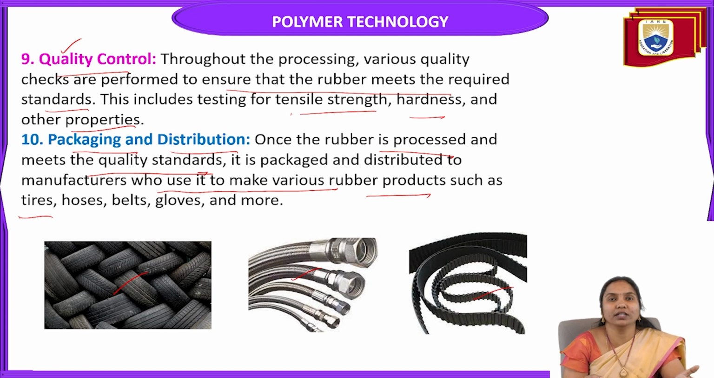So this is the processing of natural rubber. It involves a total of 10 steps. The first one is harvesting of natural rubber from the rubber trees, and then the rubber is transformed into usable rubber products. So these are the steps involved in the processing of natural rubber.